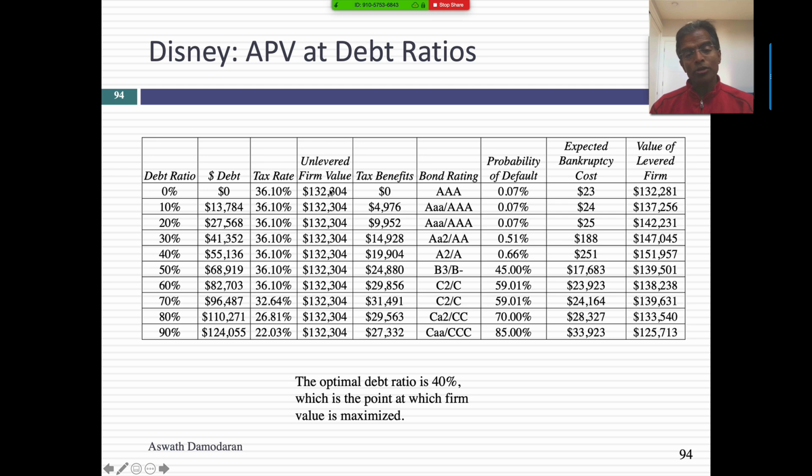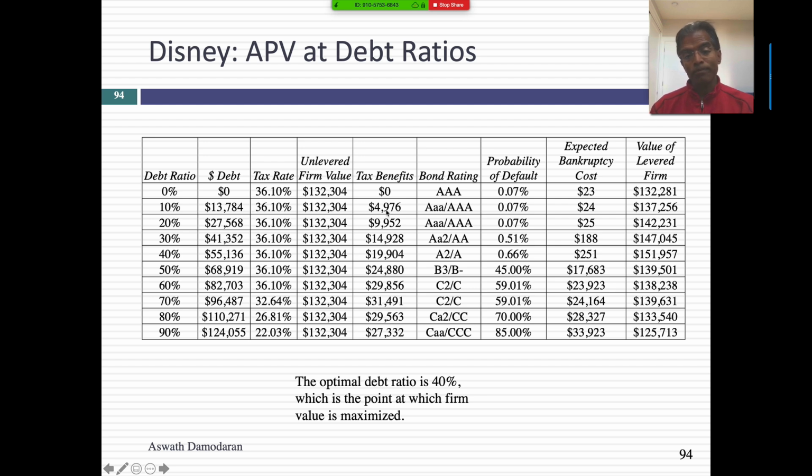At every debt ratio, I compute my unlevered firm value. It's always the same. At every debt ratio, I compute my dollar debt. This is exactly the debt you saw when you did your original cost of capital. So it's 10% of the firm value, 20%. I multiply the dollar debt by the tax rate. The only thing to notice about the tax rate is that after 60%, it drops to 32.6 and 26.8. Remember what made that happen? My interest expenses exceeded my operating income and I lost tax benefits. So my tax benefit is debt times the tax rate.